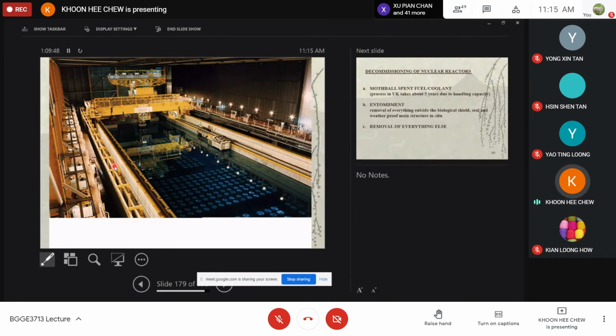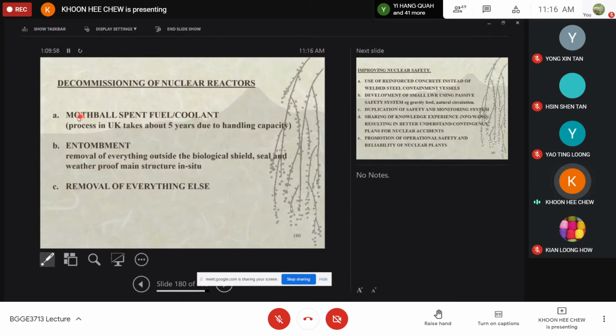Next, what happens when the nuclear power plant is old already and we want to stop its operations? What are we going to do? The mothballed spent fuel rod is processed in the UK, and it takes 5 years due to the handling capacity. You have to dismantle the fuel rod or coolant, which needs 5 years. And entombment: removal of everything outside the biological shield, seal and weatherproof the main structure, and removal of everything else. All this will take years. And then it becomes an abandoned site that nobody can stay inside.